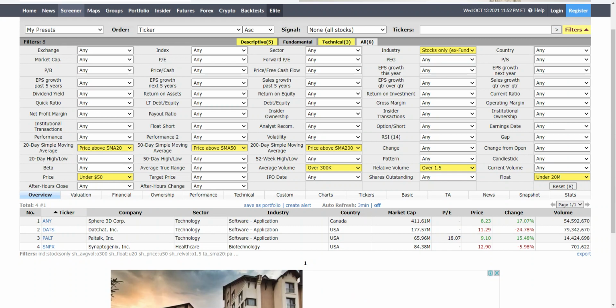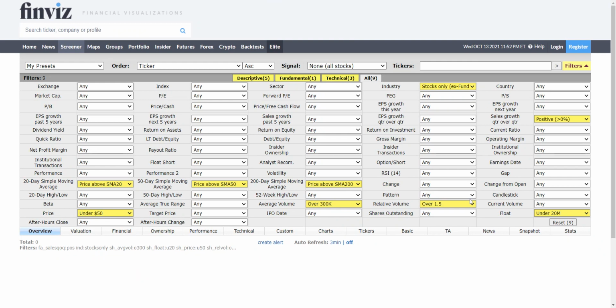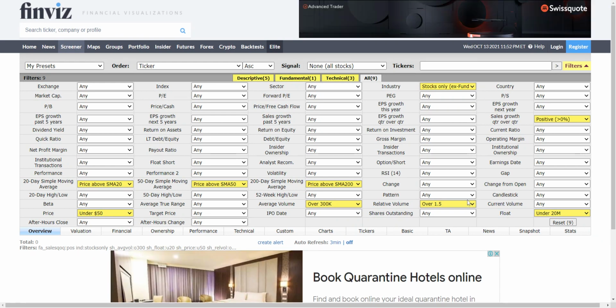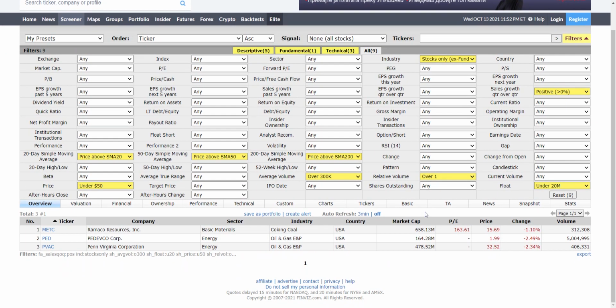Let's see, right now today we're left with only four stocks, and there's one more thing that I do. Where is it? Okay, the sales growth, quarter over quarter. I will always go with positive. I always want the company to be positive, and right now we're left with no stocks. So I sometimes reduce the relative volume. As you can see, right now we are left with three stocks. So this is the screener that I use to find and buy stocks.